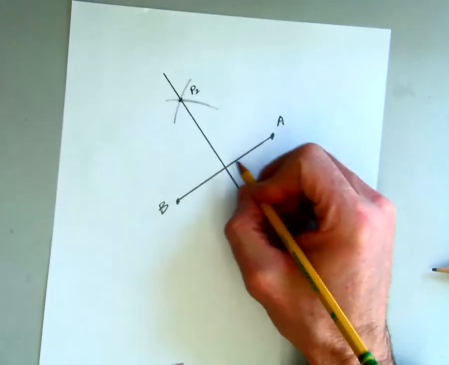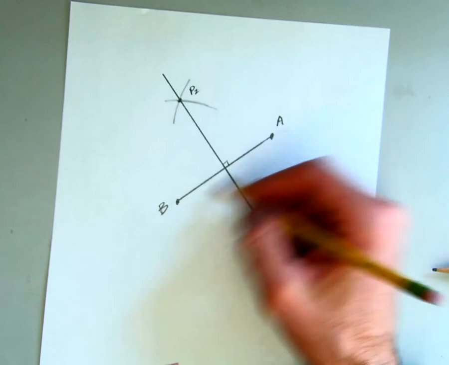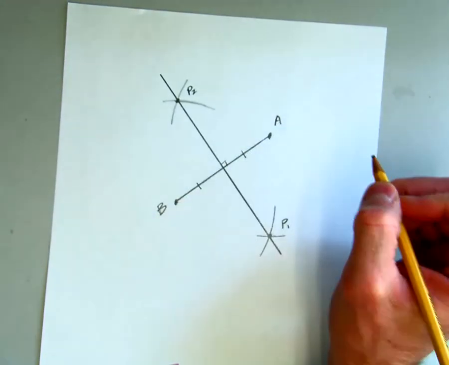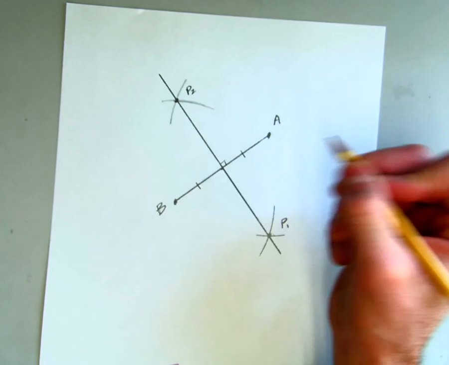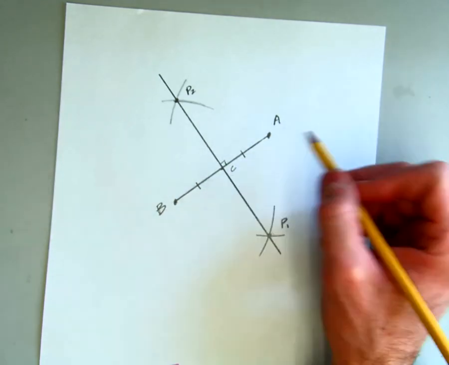And sure enough, it appears that the segment P1P2 intersects the segment AB at a right angle, and it also perpendicularly bisects that segment into 2 equal segments. If we called this point C, we could say then that CA is congruent to segment CB.